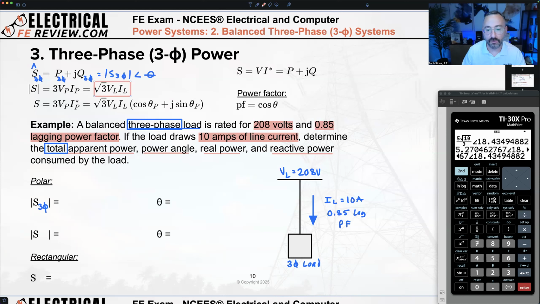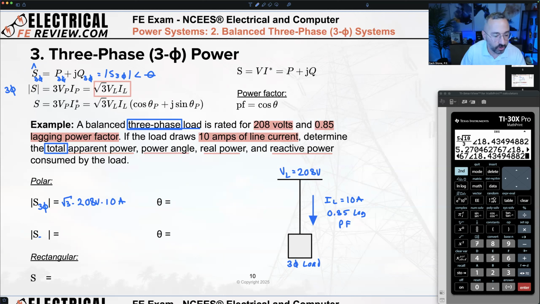I know the line voltage, 208 volts. I know the line current, 10 amps. If I multiply these two together and then multiply them by the square root of 3, I just solved for the three-phase apparent power, which is the magnitude of our complex power. So let's start there. Three-phase apparent power is the square root of 3 times the magnitude of the line voltage times the magnitude of the line current.